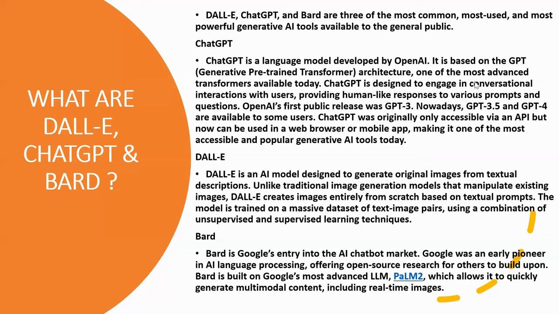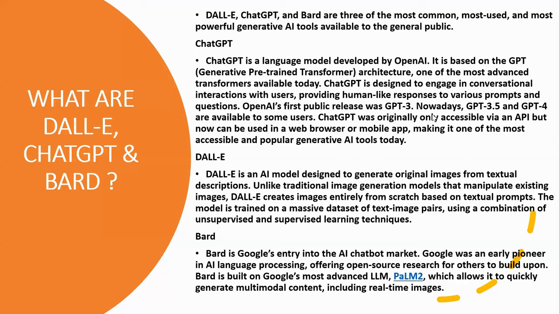ChatGPT is designed to engage in interactions with users, providing human-like responses to various prompts. We have versions like GPT-3, which is a free version, and GPT-3.5 and 4, which are paid versions. ChatGPT was originally accessible via APIs, but now you can use it in a web browser or mobile app as well. That's the advancement and upgrading of GPT-3, 3.5 and 4.